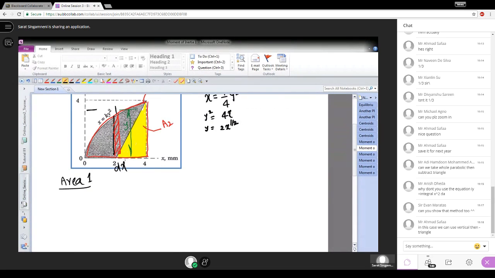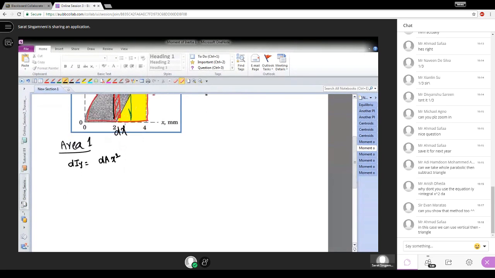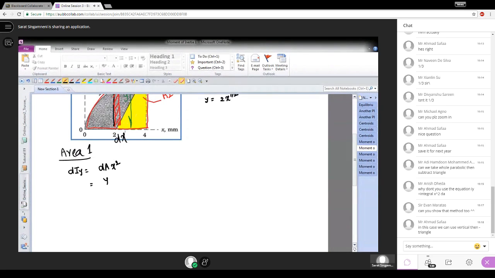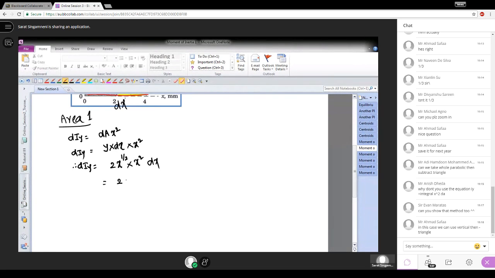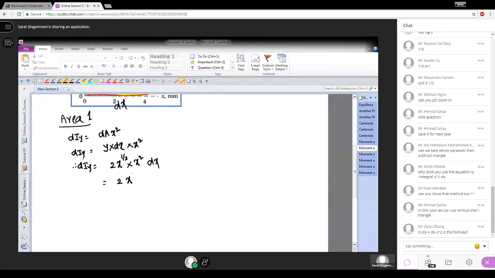Because we are taking this at an arbitrary distance, say x, and this is a vertical strip, so all the points are at the same distance. So dIy is equal to the area times x squared. We can write like that because it's parallel to the y-axis. But the area is y times dx, and x squared. Therefore, dIy is equal to, y is 2x to the power half times x squared and dx, which is equal to 2 times x to the power half plus 2 is 3 over 2 dx, that is dIy1.